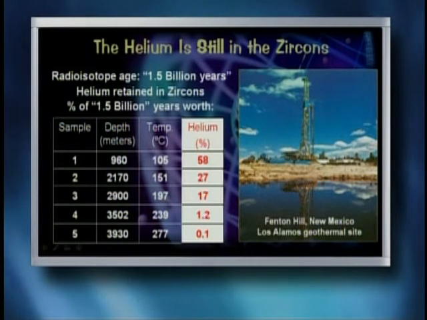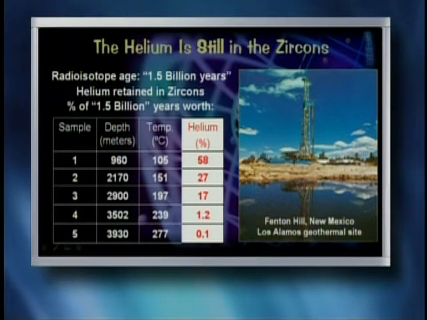And in that sample, we found that 58% of the helium was still there in the zircons that would have been released in 1.5 billion years, the equivalent of 1.5 billion years of decay. Now, it changed as we went down in the core, all the way down to almost 4,000 meters down, which is about 12,000 feet down in the rock.